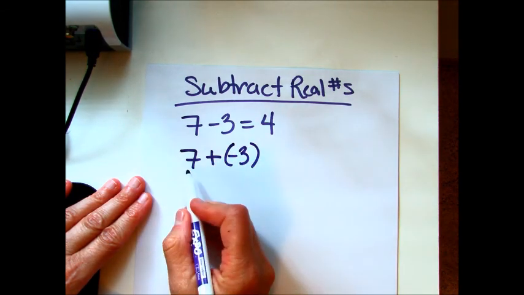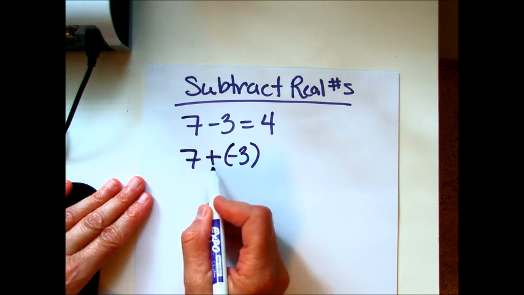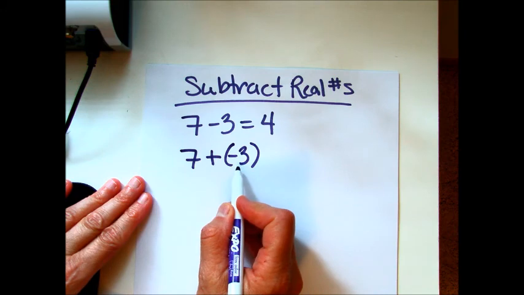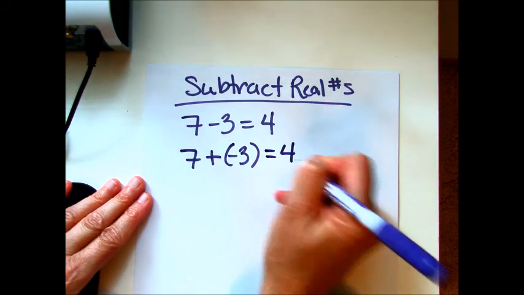Because we know that when we have a positive number and we're adding to that a negative number, we always take the difference, we subtract. And so we are going to get the same answer.